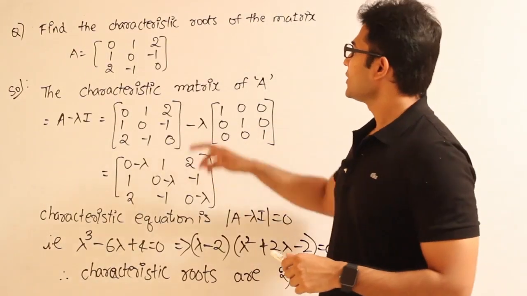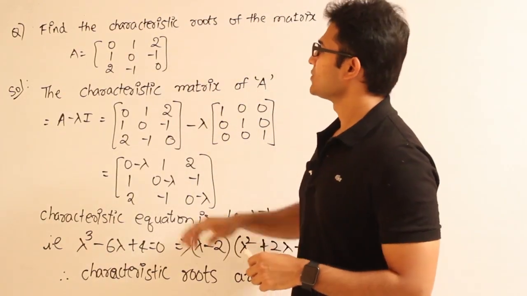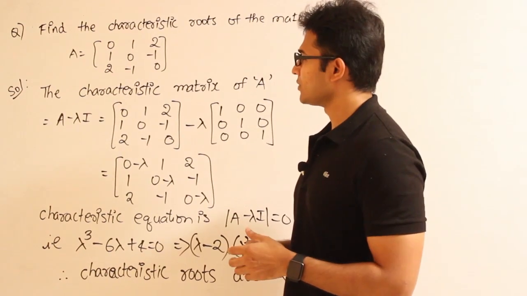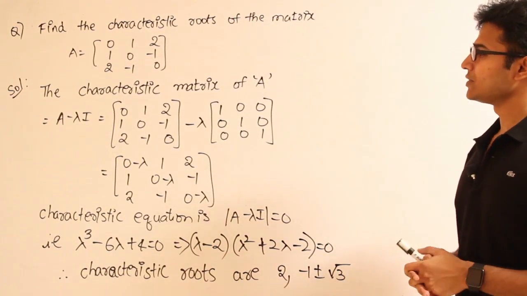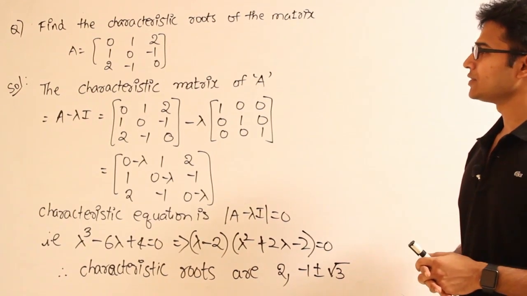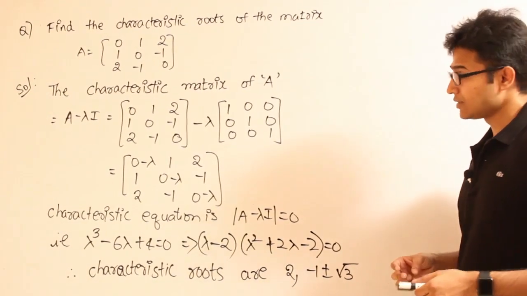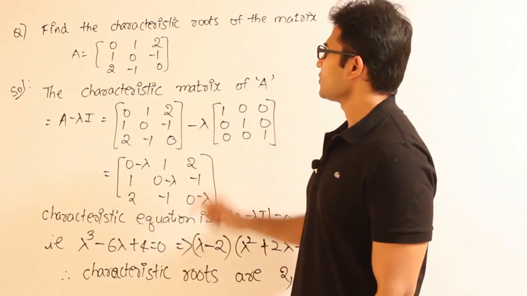So, find the characteristic roots of the matrix. A matrix A is given. Now we are supposed to find out what the roots are, which means the eigenvalues of this matrix. Now see this, the characteristic matrix of A.